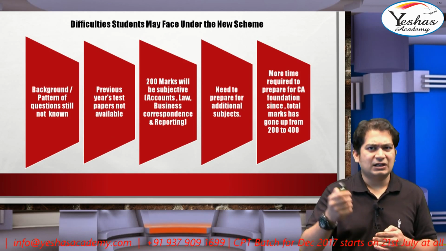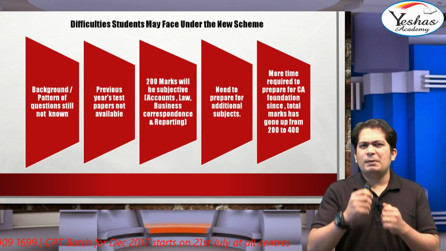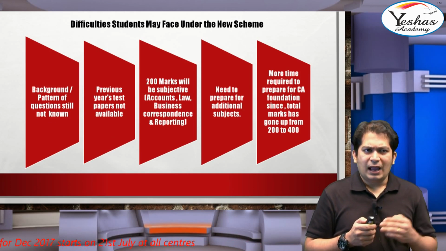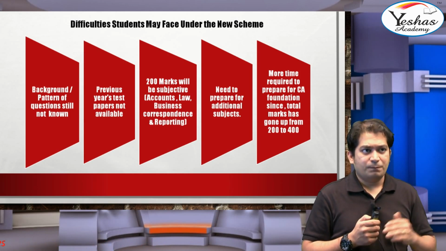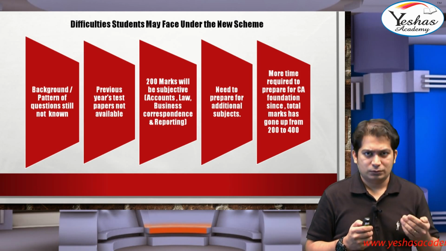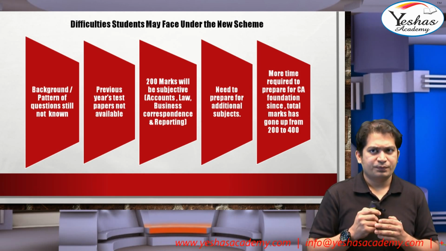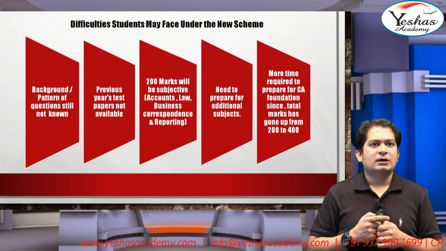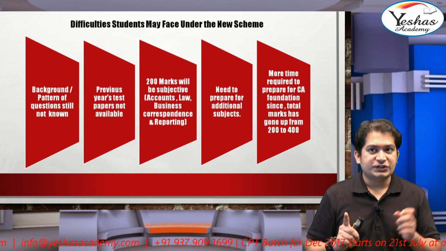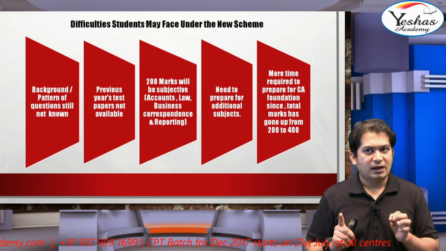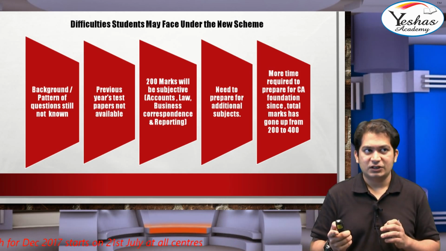So let's take a look at the difficulties. First, the background and pattern of questions are still unknown. If you are preparing for any competitive examination, in the course of your preparation you generally look at the pattern of the questions and previous years' questions asked. This is not known either to you or to anybody who is helping you prepare for the examination. Secondly, 200 marks will be objective and 200 marks will be subjective. So instead of 200, you have to prepare for 400, and at the same time you have to prepare for additional subjects. These are the difficulties. You don't know what the pattern will be.